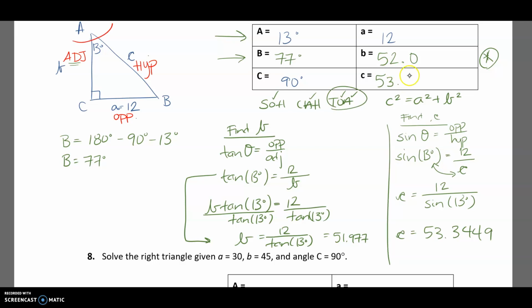You can check and make sure all your answers make sense. Across from your largest angle, the 90 degree, is your longest side, 53.3, and across from your smallest angle is your smallest side, and all the angles add up to 180 degrees. We'll practice with one more right triangle.